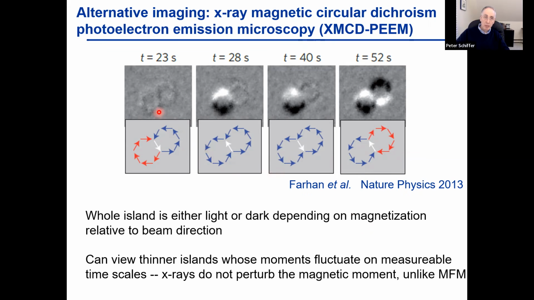These are images of two little hexagons of magnetic islands like the ones I was showing you previously. And you can see on the time scale here, over a time scale of a few seconds, you can actually see the moments changing as a function of time, which is indicated by the little schematic down here. So you can probe very thin islands, thermally active islands, with this technique. Of course, you have to go to a synchrotron and compete for time in order to do it.